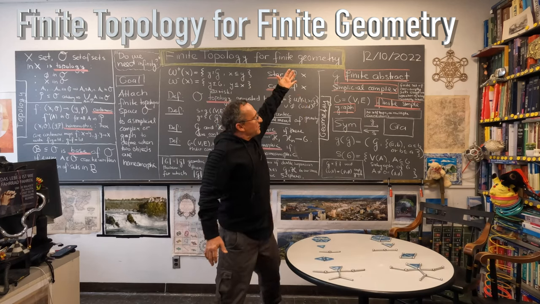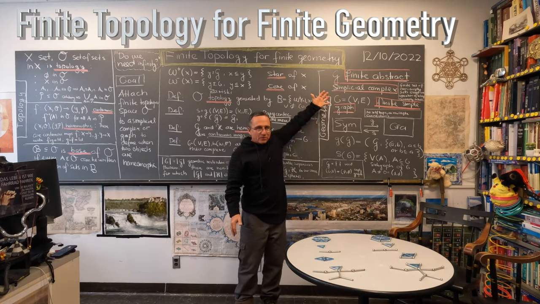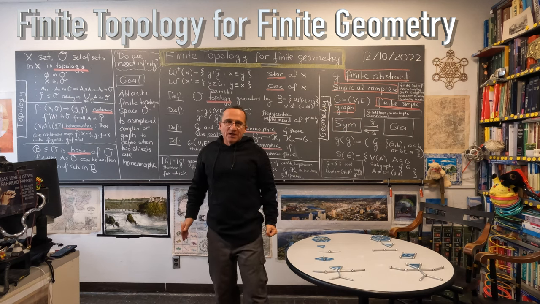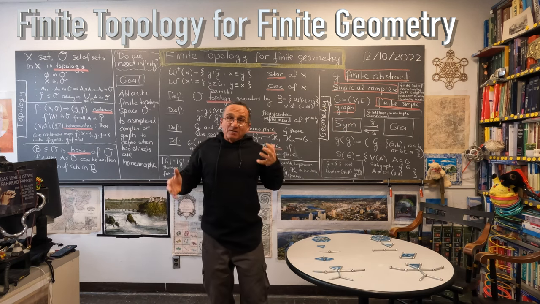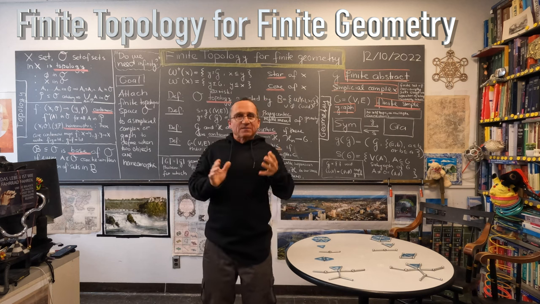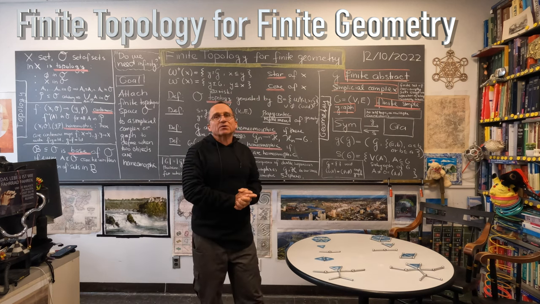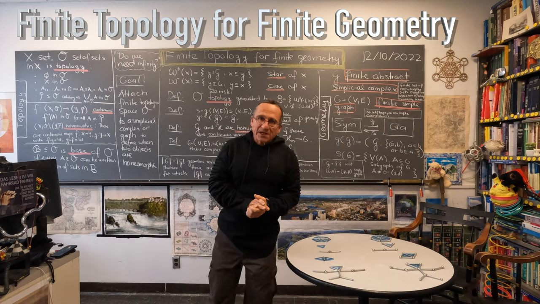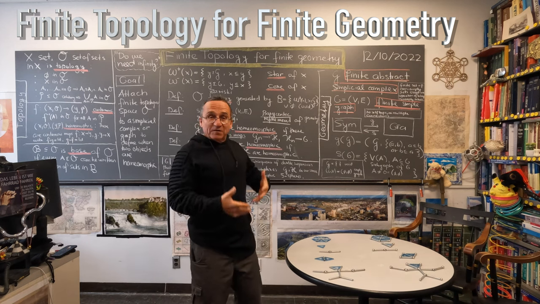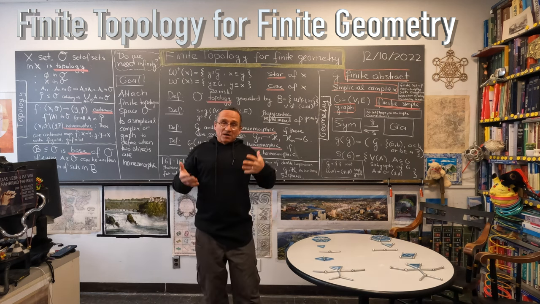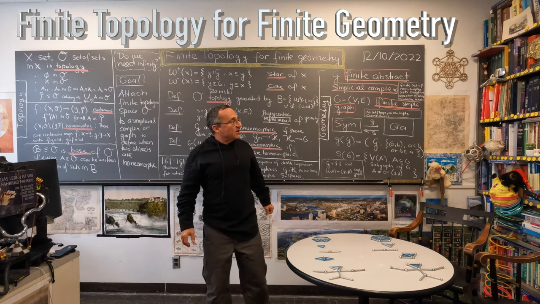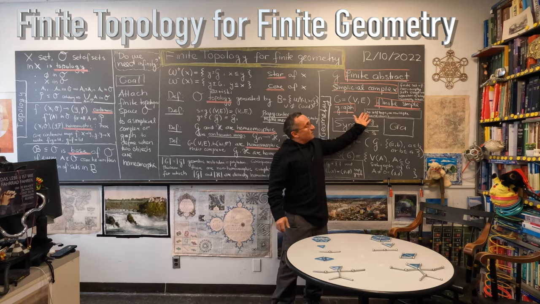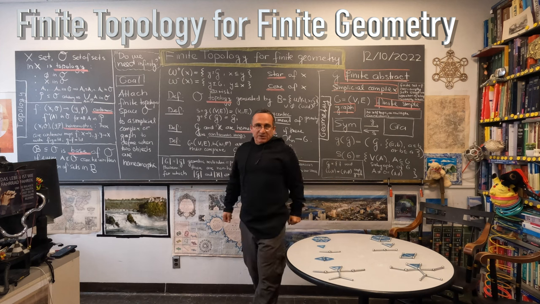Welcome. In geometry, we know two important finite structures. The first is a finite abstract simplicial complex, a finite set of non-empty sets closed under the operation of taking finite non-empty subsets. And the other is a finite simple graph. We have nodes and we have edges and we have no loops and no multiple connections.